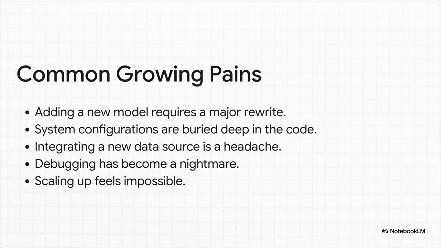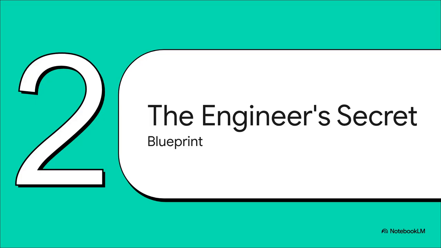If any of that sounds familiar, hey, you are not alone. This is the classic sign that it's time to shift your thinking, a little less like a scientist and a little more like an engineer. So what's the fix? Well, it's a concept that software engineers have been using for decades. It's their secret weapon, really. We're talking about design patterns.